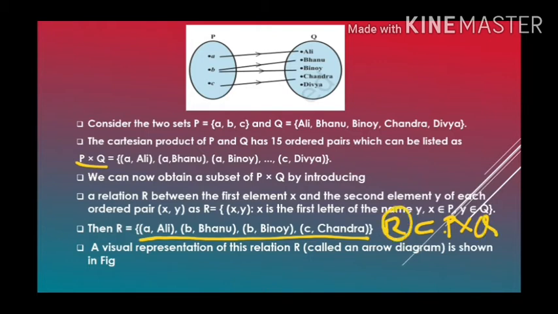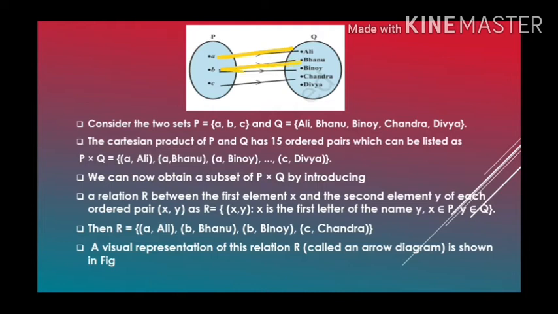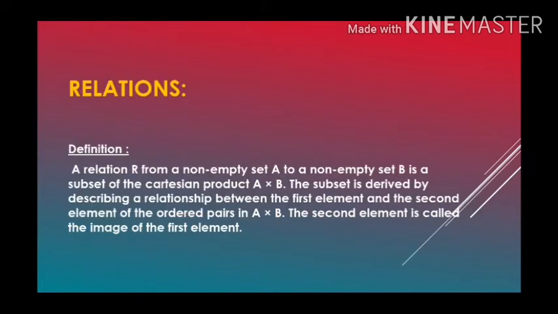This set is called the relation from P to Q. You can see this relation in the figure, given as a Venn diagram. As you can see, A goes to Ali, B goes to Bhanu and Binay, and C goes to Chanda. Now we will discuss the proper definition of relations.